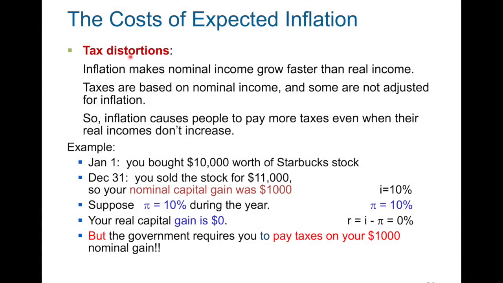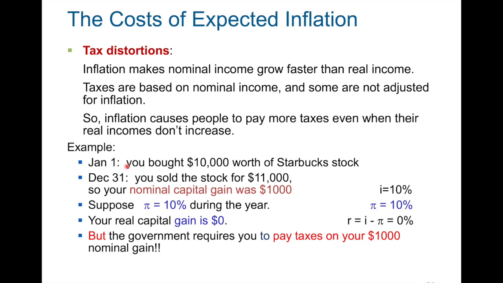So, tax distortion had to do with the fact that taxes are based on nominal income and are not based instead on real income. And sometimes inflation makes nominal income grow faster than real income. As a result, you are taxed more than what you should in real terms. Let us give an example.